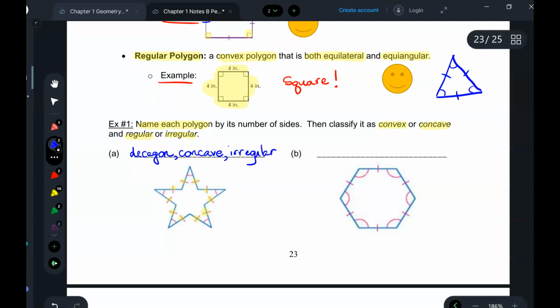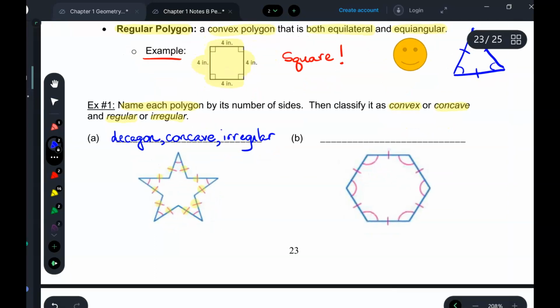So there are 3 questions. Naming the polygon, then writing if it's convex or concave. We said it was concave. And then regular or irregular. The definition of regular has to be convex, so the fact that it's concave means it will always be irregular. On the test, you have to remember those.